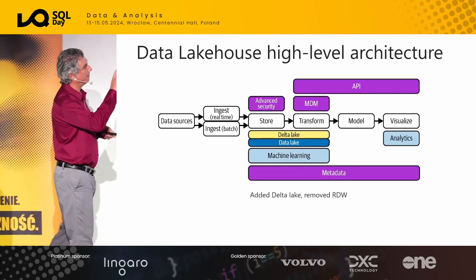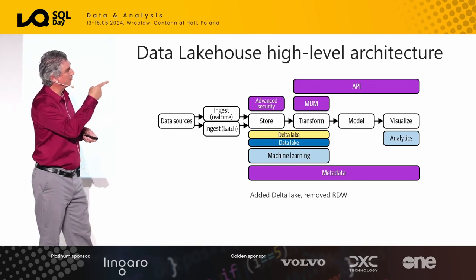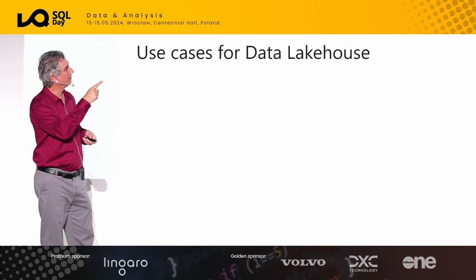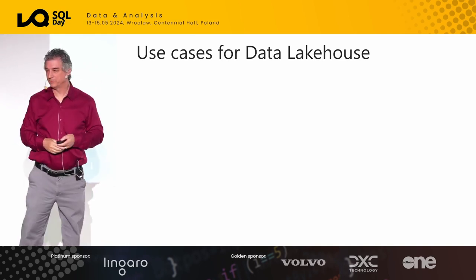So what does this look like at a high level? You can see I have everything just like the data fabric, but I've removed the relational data warehouse piece of that because you only need one copy of the data now. So what are the use cases for this?